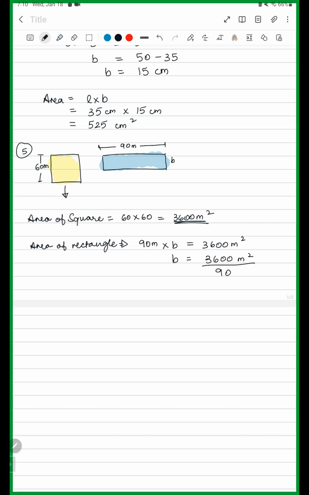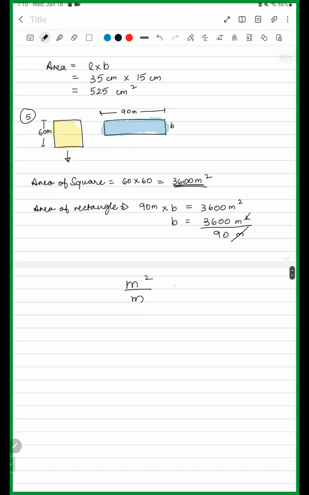So this meter gets cancelled with this. Like over here, you have meter into meter, right? Meter square. So when that is divided by meter, over here, just look at this part. Meter square by meter. So this meter square is what? Meter into meter. And this denominator, what is it? Meters. So this one gets cancelled with this.